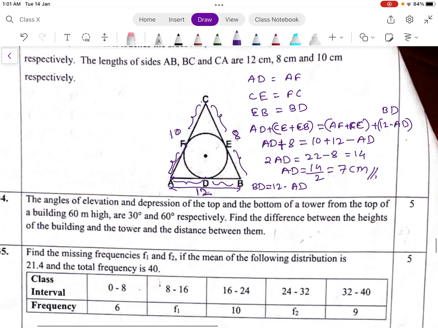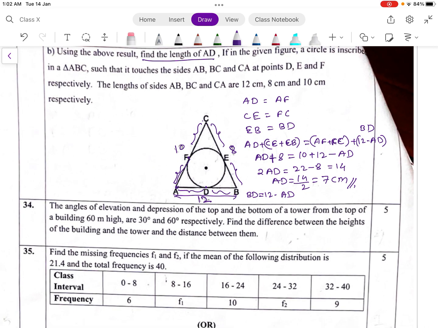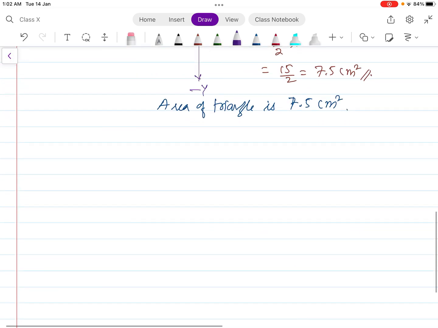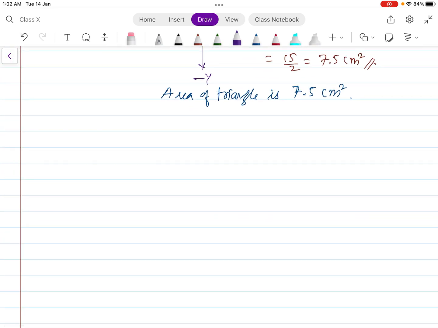Another question, which many students were not able to solve correctly, was the 34th question. They have given a building and a tower, and there are two angles formed if you look at the tower from the height of the building. One is 30 degrees, which is the elevation, and the other is 60 degrees, which is the depression. Let us take this to another tab and try to solve this question. What they have given is question number 34, I think, right?